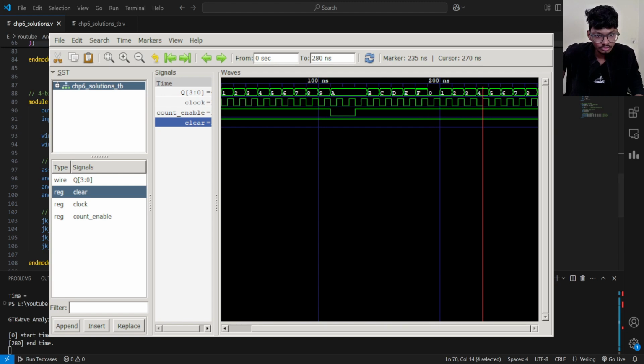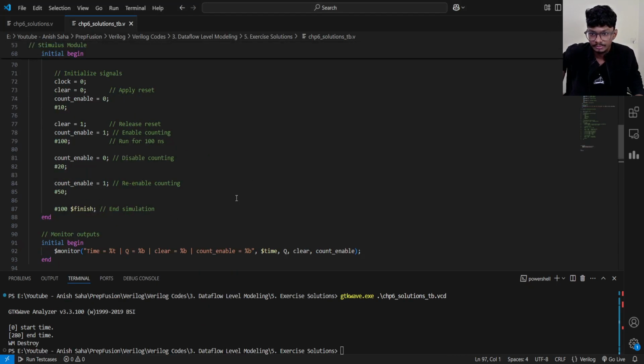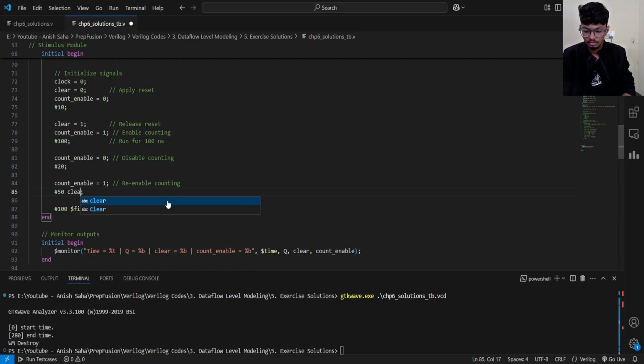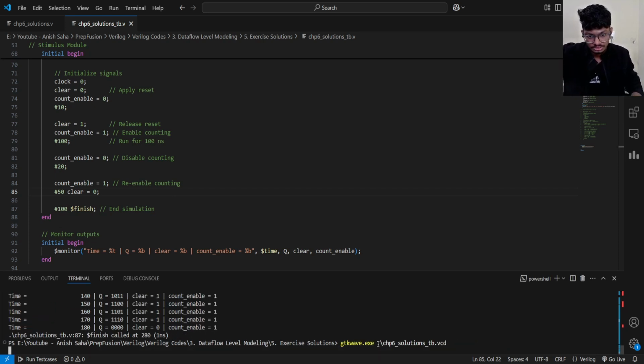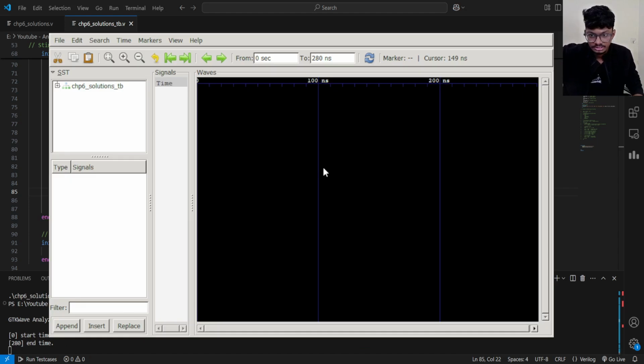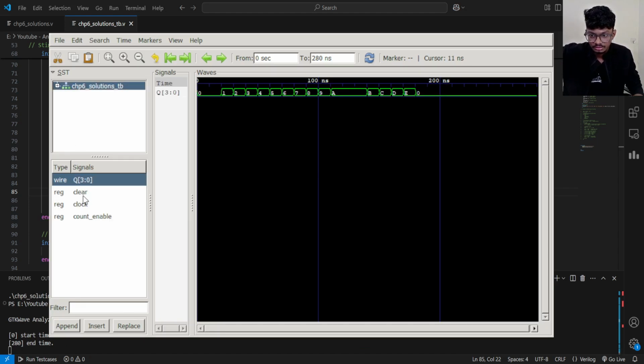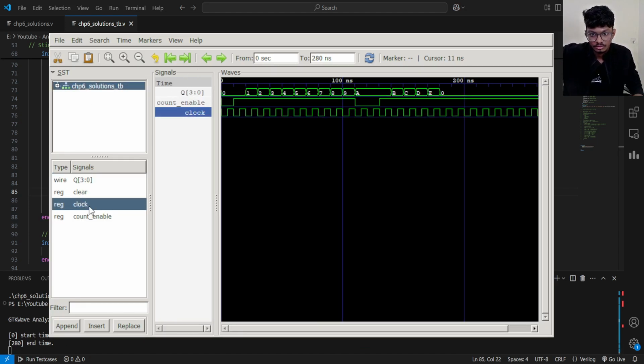One more thing I wanted to see: what if I make the clear low? Once I re-enable the counting again, after a delay of 50, if I make the clear low, because it is an active low clear, then it should reset. That is the behavior I wanted to see. So let me do the VVP, then open GTKWave. Let me look at the count, clock, and clear.